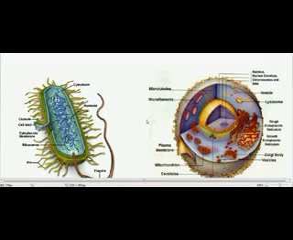Hello and welcome to Biology Lecture number 3. Here we will be talking about cells and their structure. The first cell to the left of the page is a prokaryote cell. As you can see, it is quite simple.